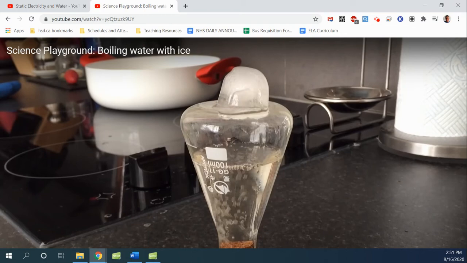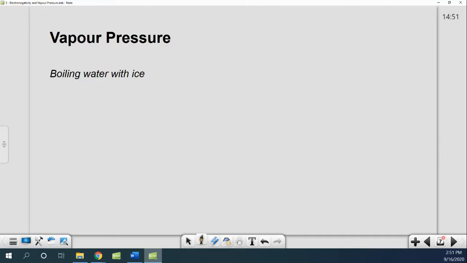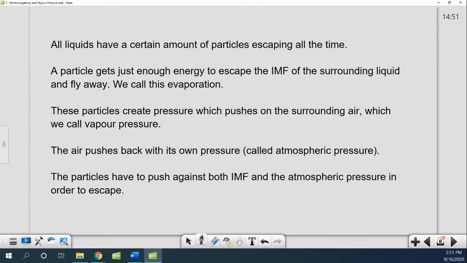So they heat up the water like crazy. They flip the flask upside down. I guess that's easy to put the ice on it. They put the ice on the bottom, and it goes from really hot water to boiling water right away. And we're going to talk about why that happens, and it has to do with vapor pressure.